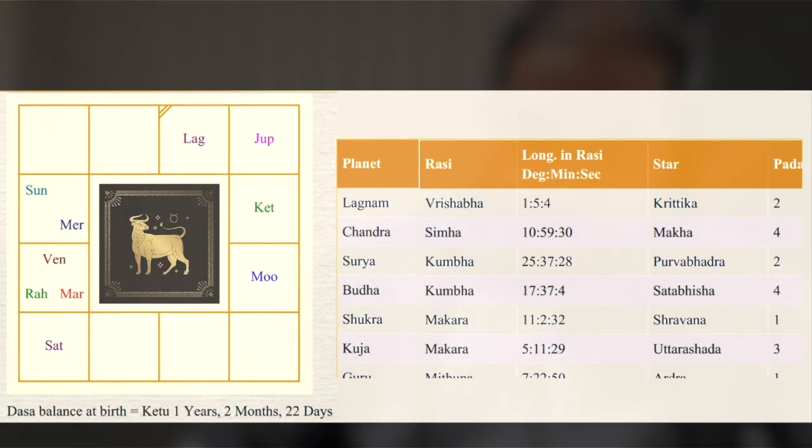So we can say this is a sample chart I just generated just for this video. We can see that it's a Taurus Lagnam, Rishabham here. This table just shows a few of the planets, but the most important one for the subject is Rishabham being the Lagnam, and we can see that the Lagnam just entered this house, this Rasi house, which is 1 degree 5 minutes.